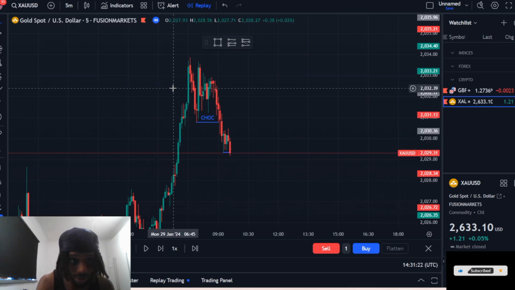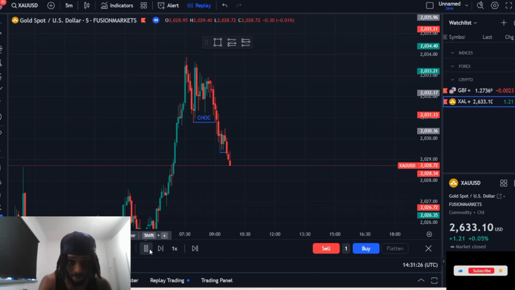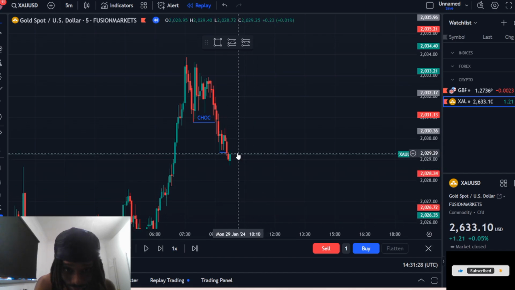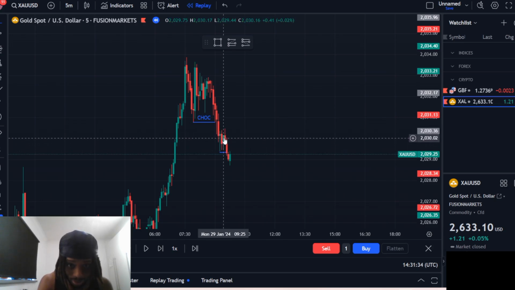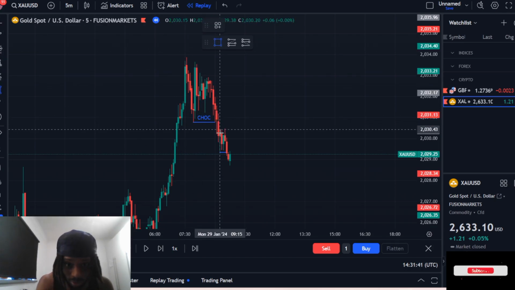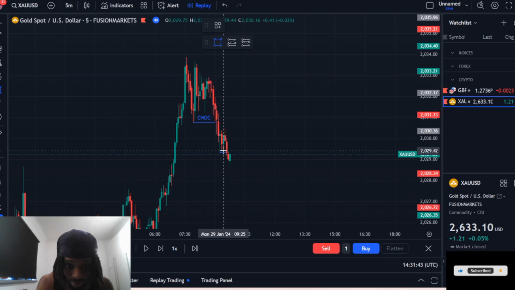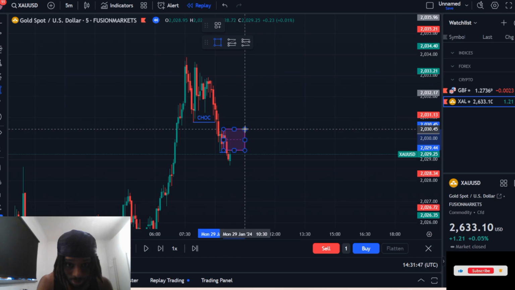And as you can see now, if we let it play, cool, we got another breakdown, and now we have a zone that is formed. This candle came lower than this candle here, so our zone would be from this candle here to the bottom of this candle here.